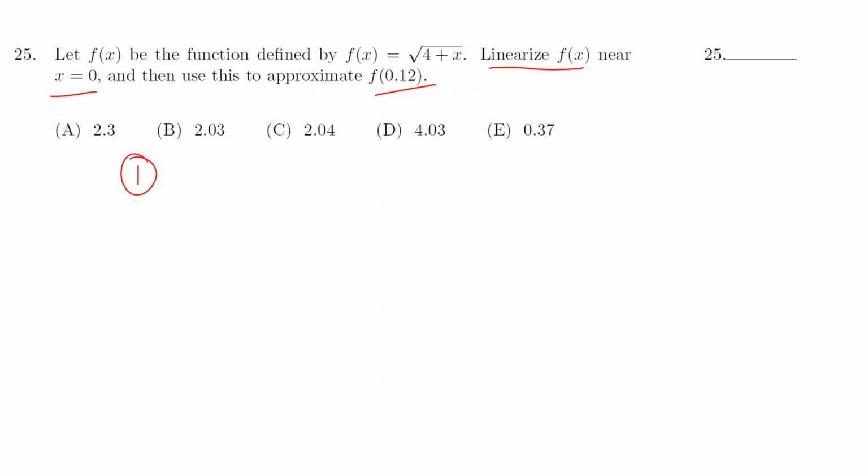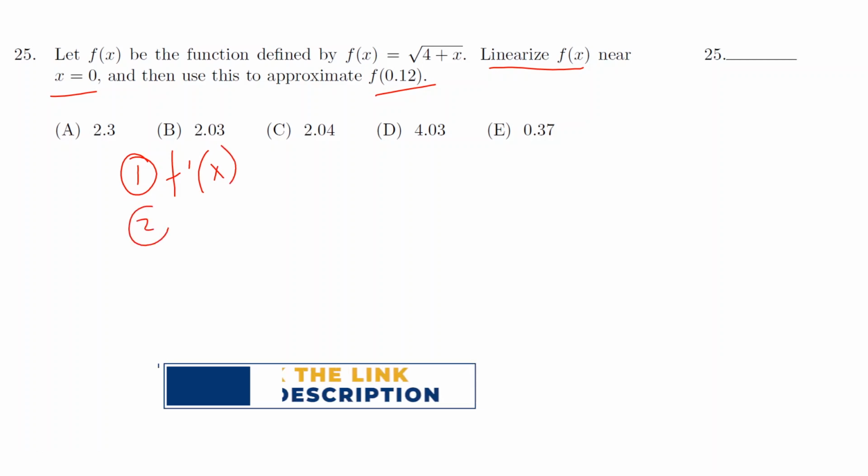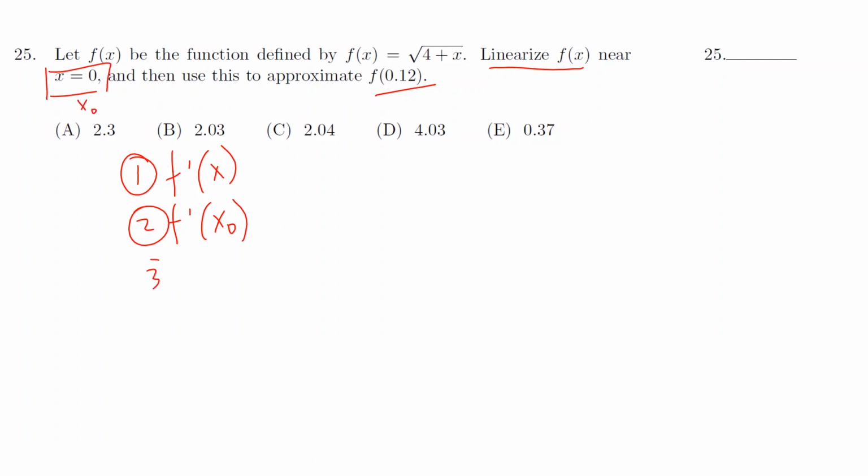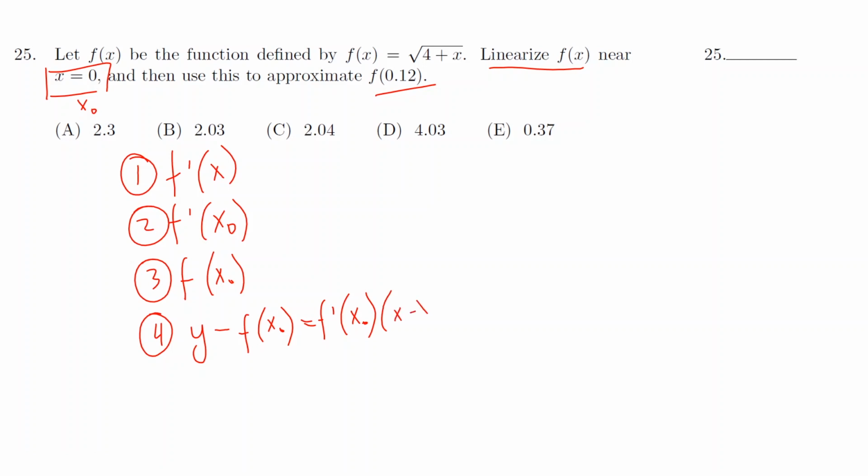The first step is find the first derivative of f of x. Second step is plug in x0 into f prime, f prime of x0. What is x0? This guy is x0. Third step is find f of x0. And fourth step is y minus f of x0 equals f prime of x0 times (x minus x0). Looks super complicated. But I'm going to show you right now in a second how this is super simple.